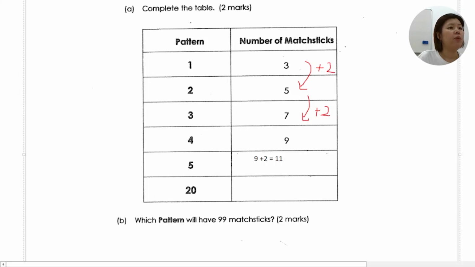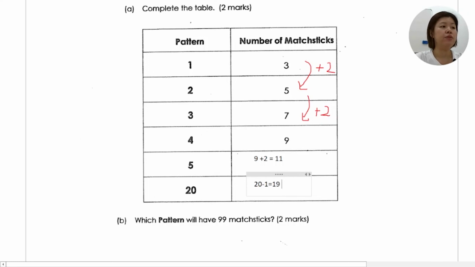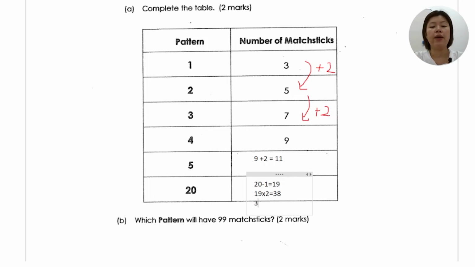So it's using the same way. We can take our figure number 20. Because they are actually the same constant, we can take figure number 20 minus 1, which is actually equals to 19. And then each time I move is 2. So 19 times 2 is equals to 38. But initially I subtracted my pattern number 1. So I need to plus back my pattern number 1, which is 3. It will give me 41.